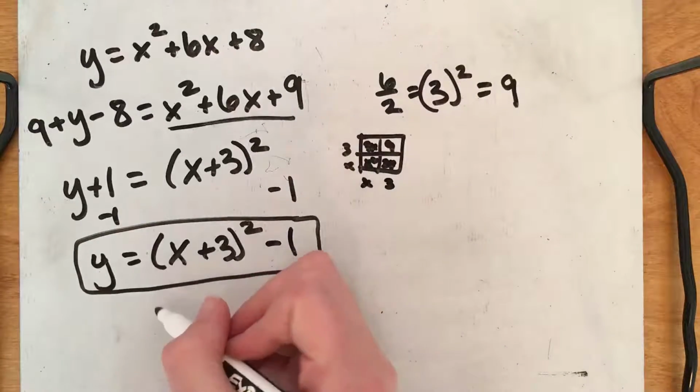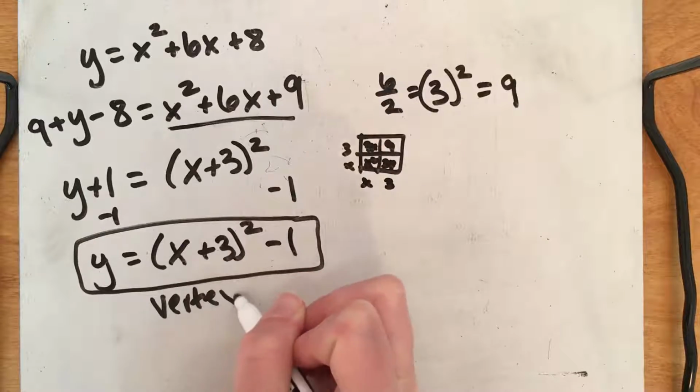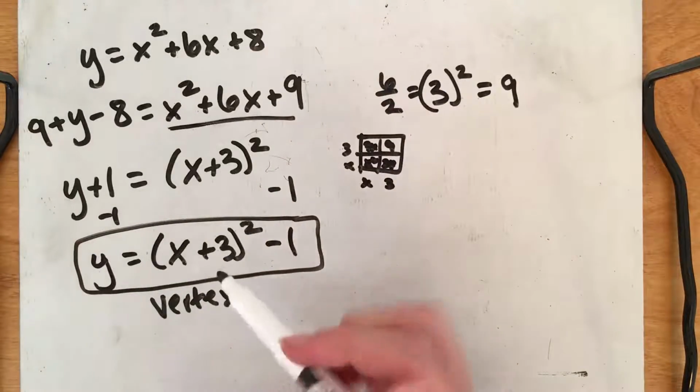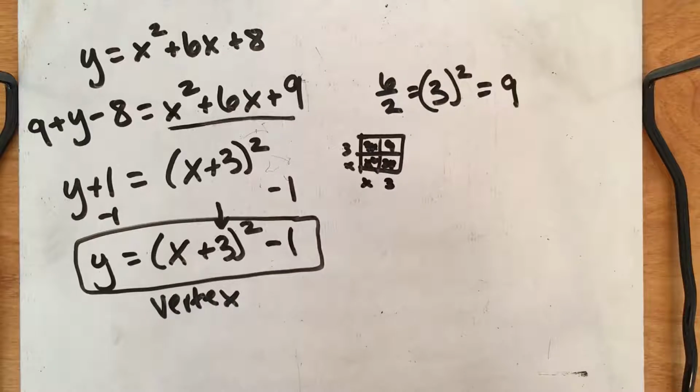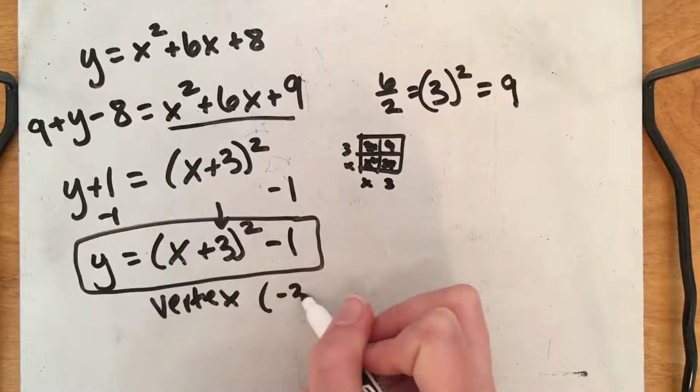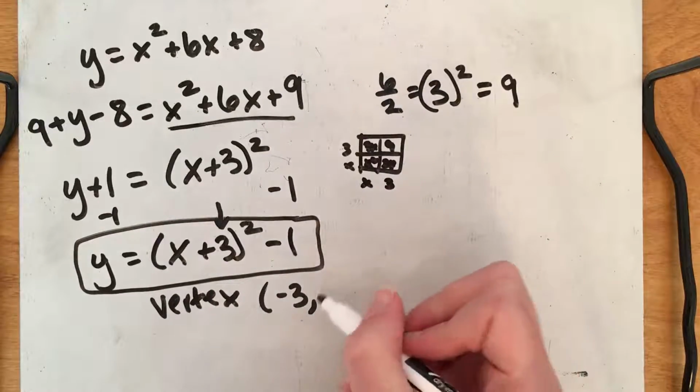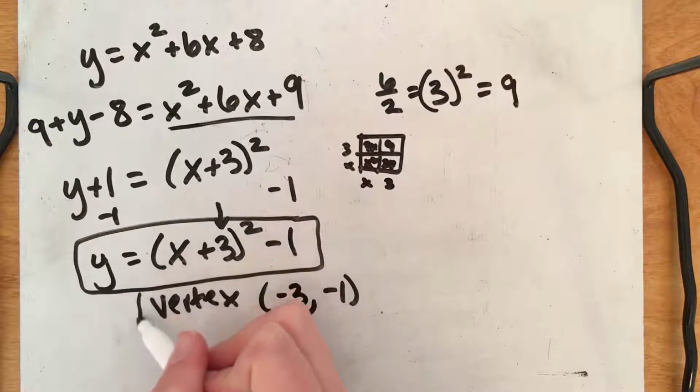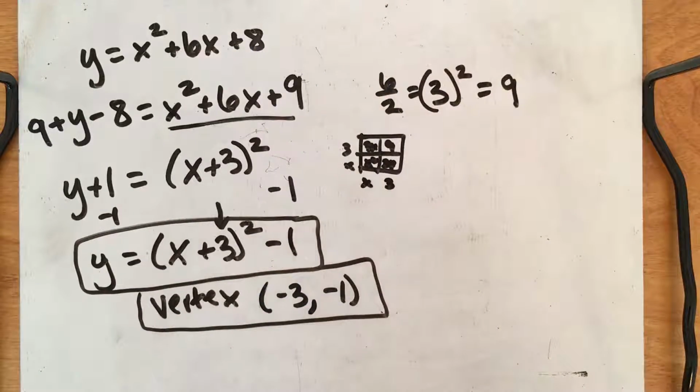Let's find the vertex since we're here. Vertex is we take the opposite of this first number right here, opposite of 3, so it's going to be a negative 3. And then I keep the second number the same, negative 1. So there's my vertex. And maybe box that in.